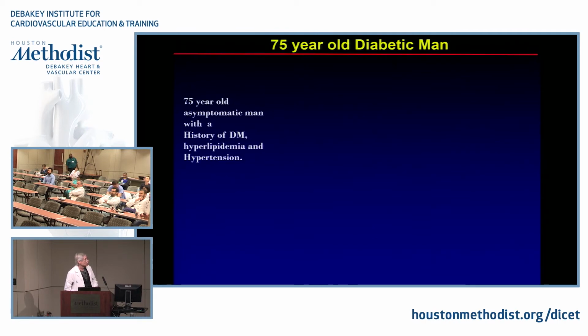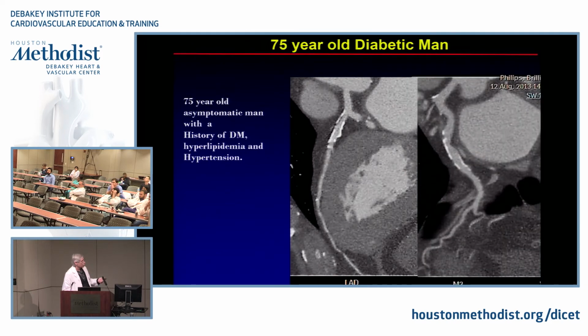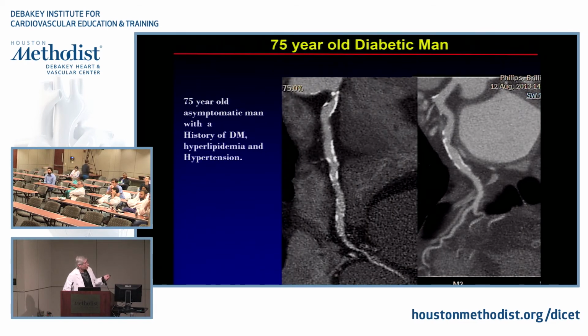All right, let's go on. We still have some time, so let's look at this. This is a 75-year-old asymptomatic man with a history of diabetes, hyperlipidemia, and hypertension. The patient had a CTA, and you can see he has plaque, a lot of calcified, some non-calcified plaque in the LAD. Distal artery looks fairly good. You can see in the second, this is the circumflex, this is the second obtuse marginal, so the circ looks pretty good. But he had this high-grade lesion in the right coronary artery.